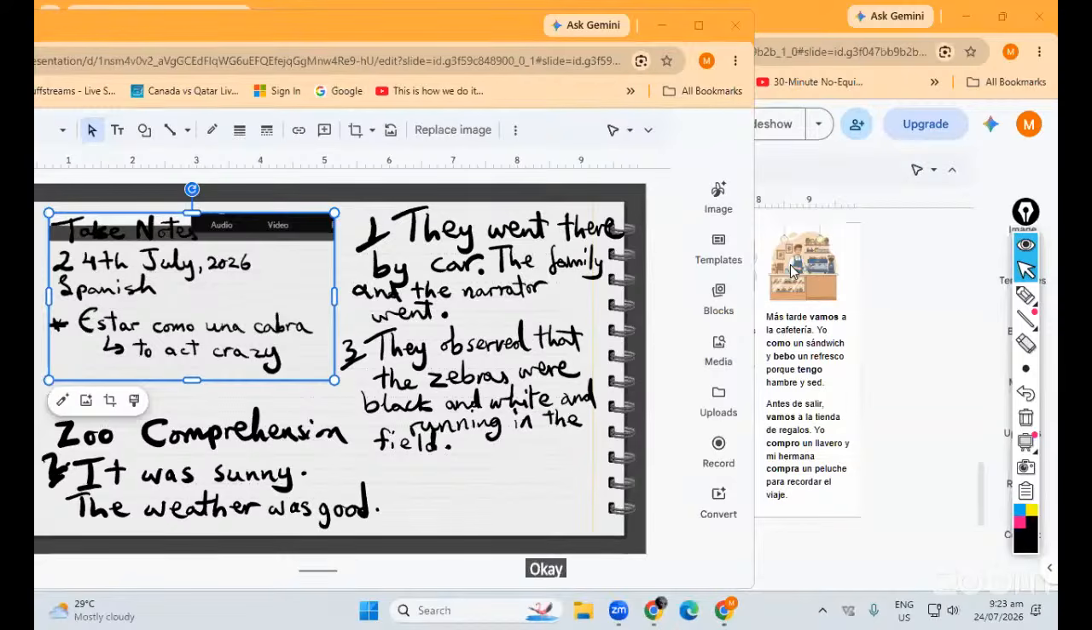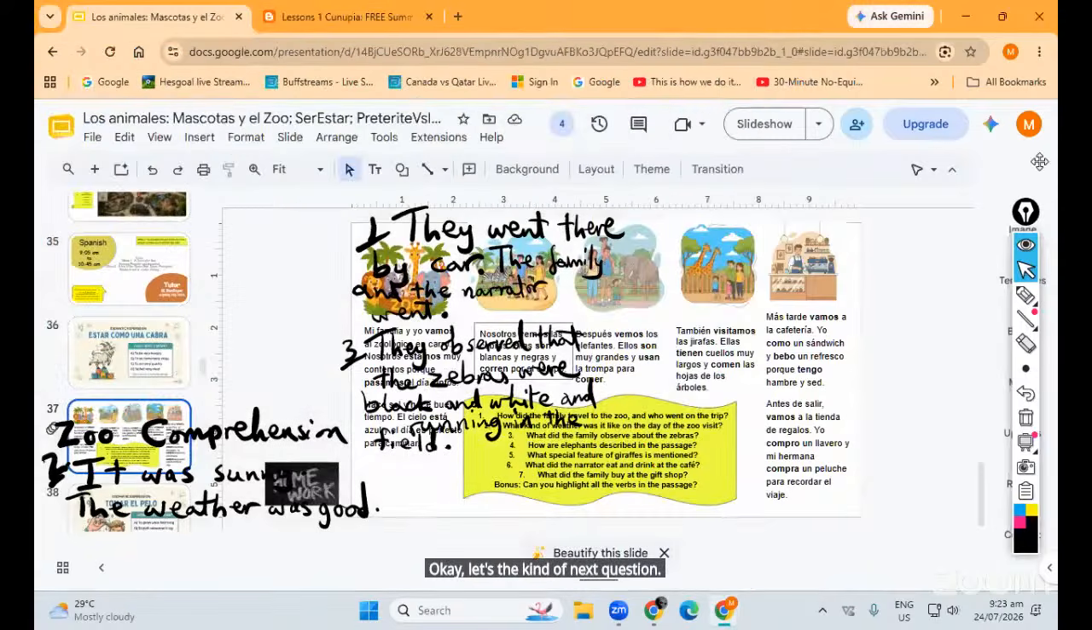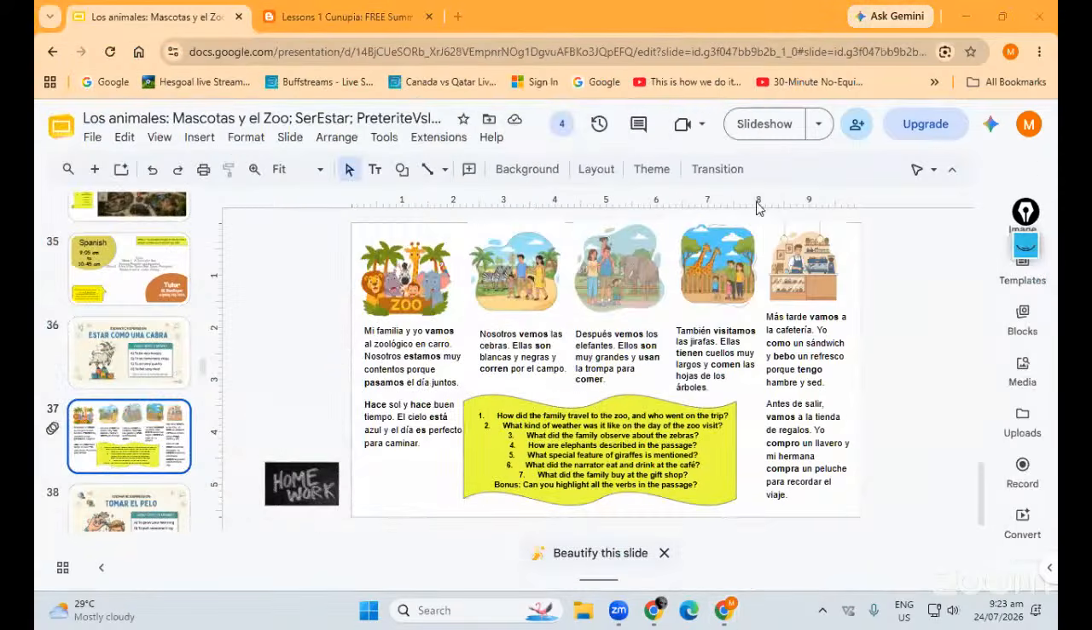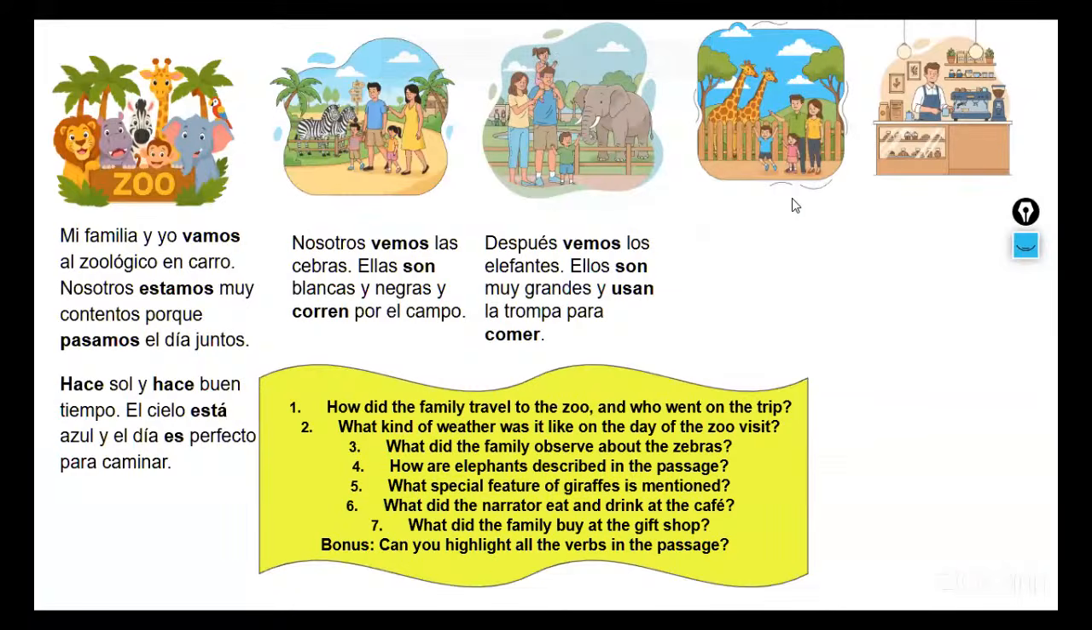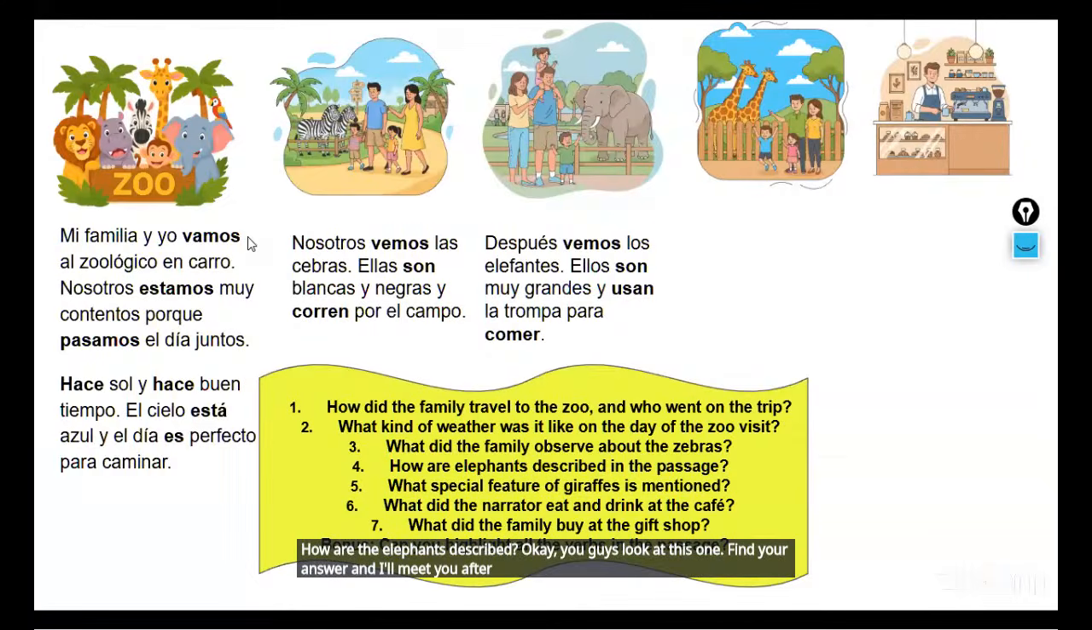Okay, let's look at the next question. The next question says, how are the elephants described? You guys look at this one, find your answer, and I'll open chat just now and you'll tell me.